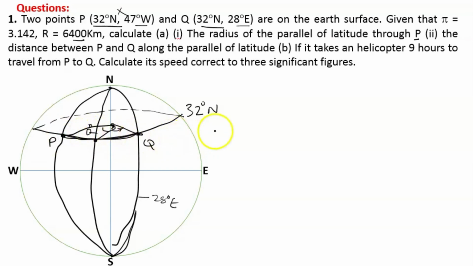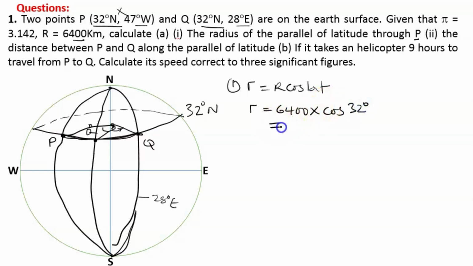So what was the question asking us to do? The first thing we have to do here is to calculate the radius of the parallel of latitude through P. So how do we do that? r is given as capital R cos lat, that is, R cos alpha, where alpha happens to be the latitude angle. So r is going to be 6400, which we are given in the question, multiplied by cos of the latitude, 32 degrees.